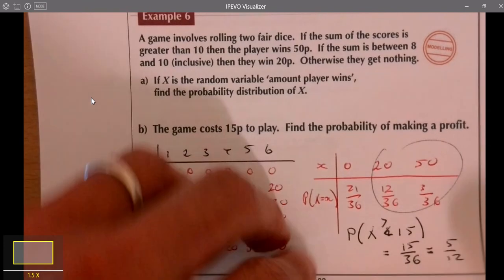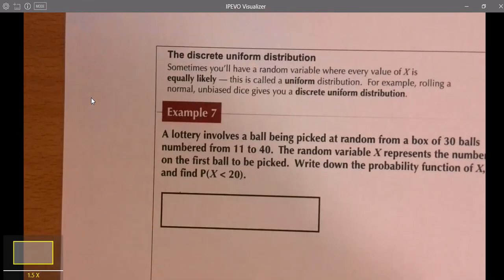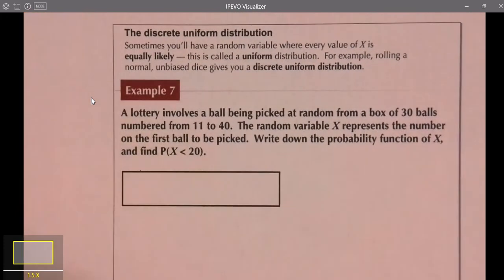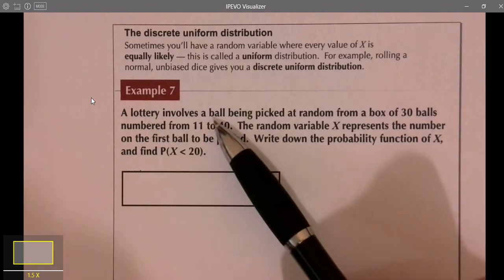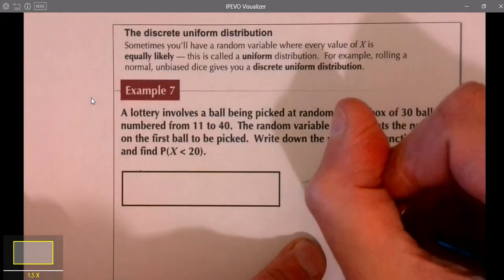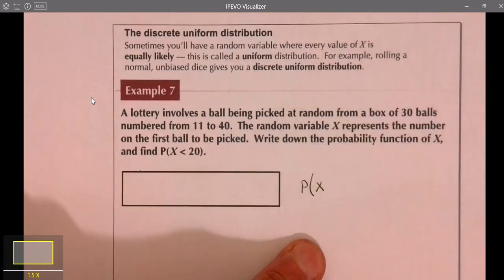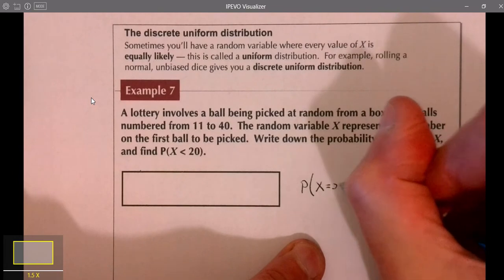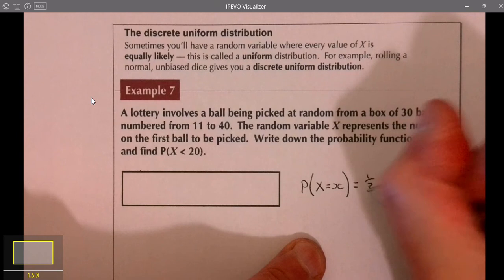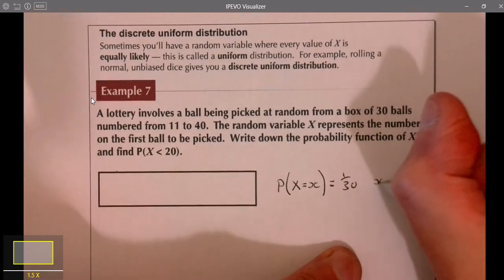Right, and on the last question, example 7. There we go. So sometimes we talk about a uniform distribution. If you remember that first one with the dice, each outcome was 1/6. So on this one, lottery involves a ball being picked at random from a box of 30 balls. So each outcome has got a probability of 1/30. So it's probably easier again if we write it like this. It's always going to be the same. 1/30. What are the different values that x can take?